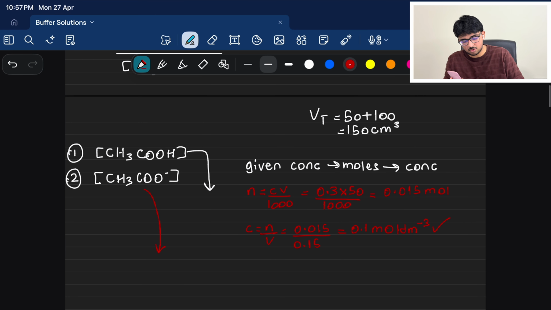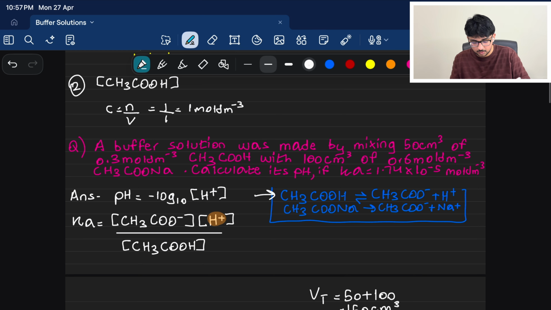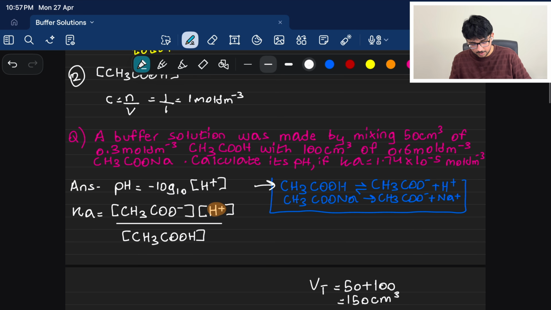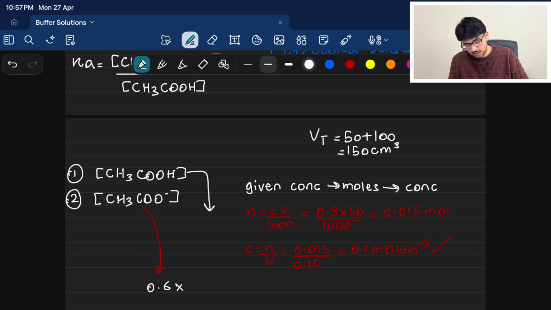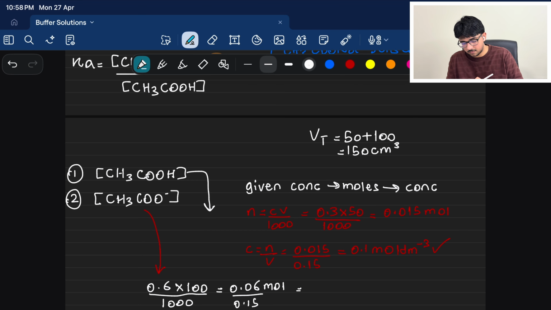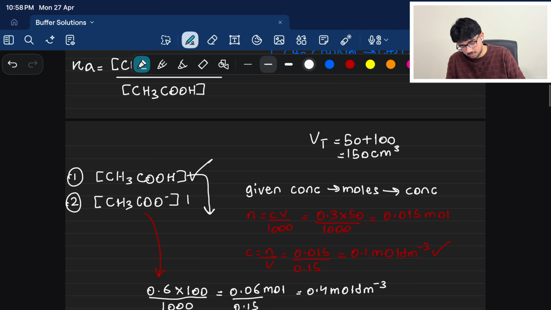Now, how do you find the concentration of the ethanoate ions? Again, same case here. 0.6 multiplied by 100. Because n equals CV over 1000, so 0.6 times 100 divided by 1000. So this basically becomes 60, and then when you divide this by 1000, this becomes 0.06 mole. Now you divide this by the total volume in the container, which is 0.15. So now you have the final concentration, the equilibrium one, in mole per dm cube. This is done.